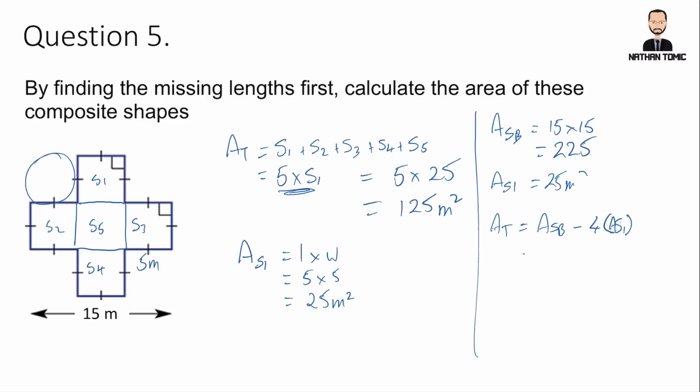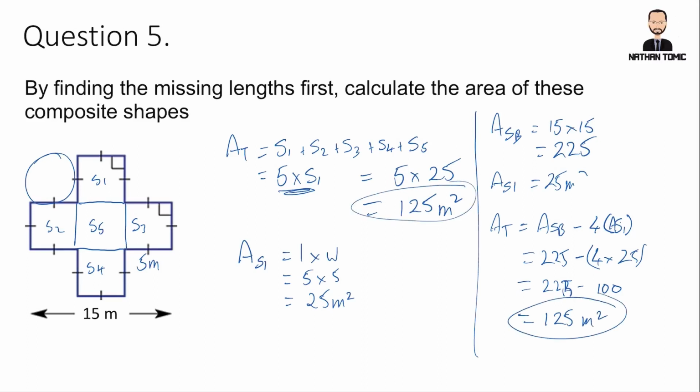All right, which would then be 225 minus 4 times 25, which of course will be equal to 225 minus 100, equal to 125 meters squared. And you can see we've gotten the same answer.